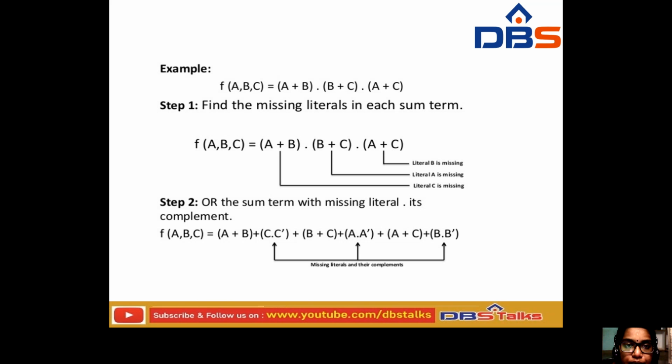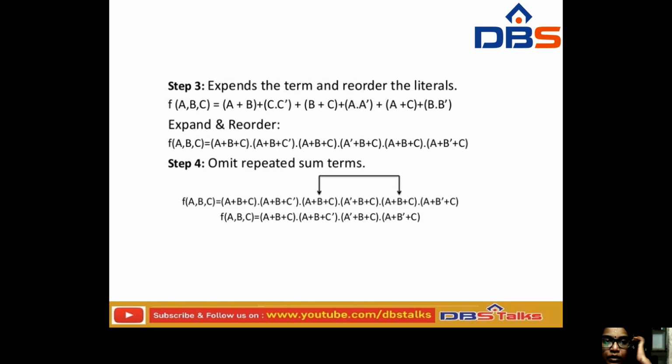Okay, next see how we have expanded this expression, and we are going to reorder the literals. How are we going to expand and reorder the literals? Just see here the expression: a plus b plus c dash, plus b plus c plus a dash, plus a plus c plus b b dash.